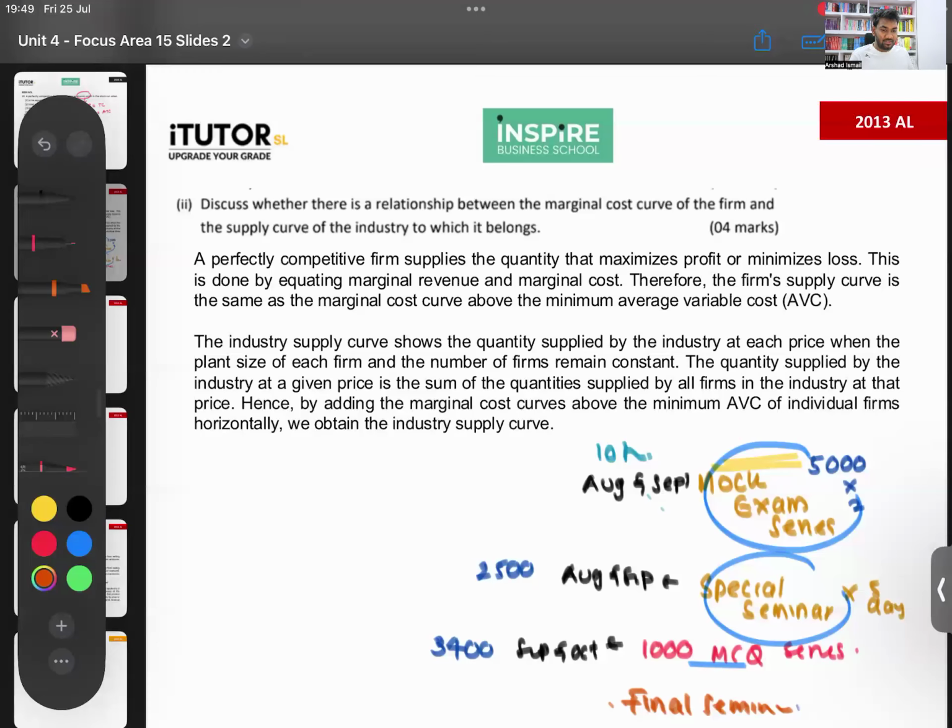Printed papers, yes, mock exam series, you get the printed papers. At the start of the month, all the papers will be Korean.